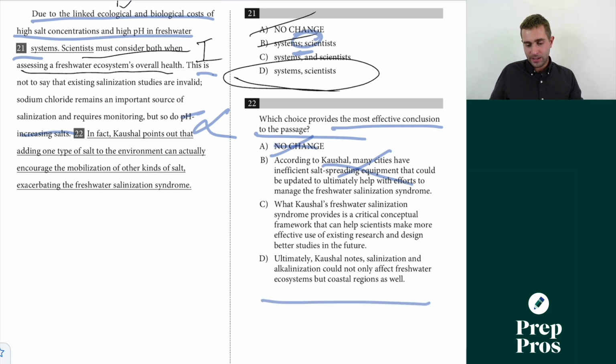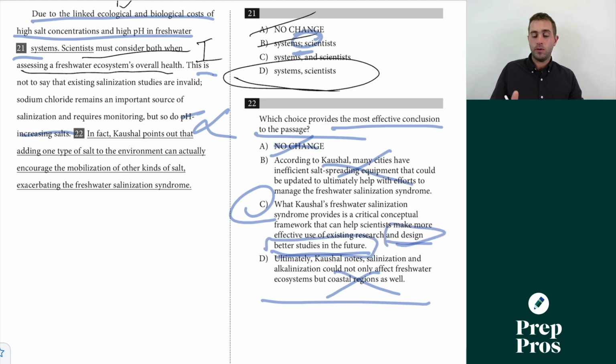We'll take a look at D, which is also wrong. Ultimately, Cauchy notes salinization and alkalinization could not only affect freshwater ecosystems. We did not talk about coastal regions at all, but C is correct here because what Cauchy's freshwater salinization syndrome provides is a critical conceptual framework that can help scientists make more effective use of existing research and design better studies in the future. We have to start considering these other effects that haven't been focused on. That's how we can tell that C is correct.